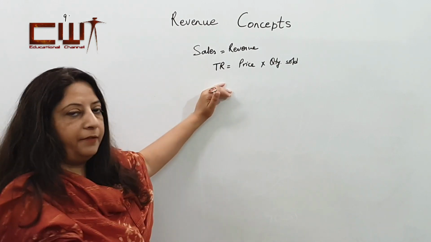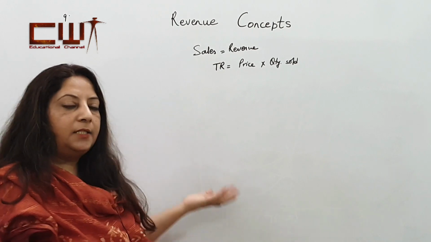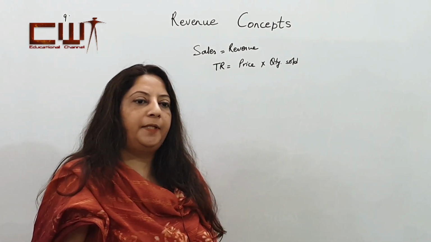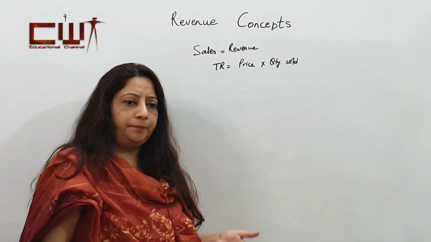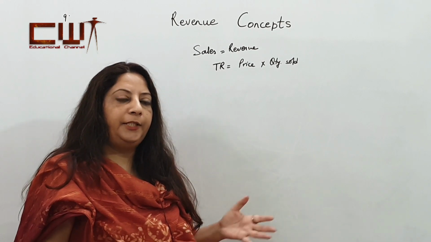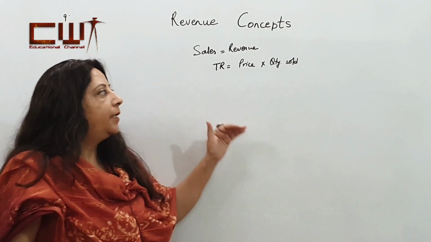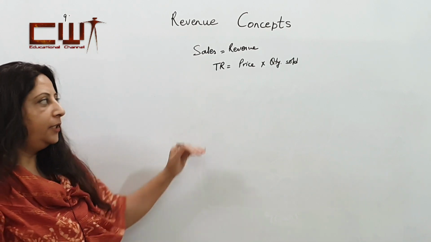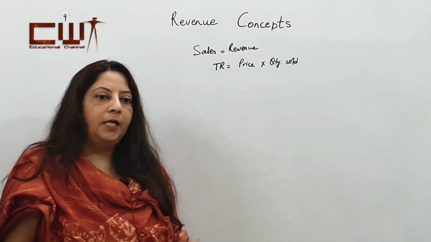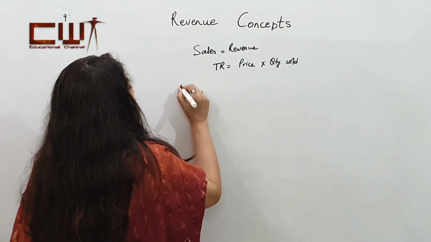Now this total revenue will behave differently under different market forms. In our session on market forms, we have understood perfect competition and imperfect competition, which comprises mainly monopoly, monopolistic competition, oligopoly, duopoly and all those market forms. I hope you have revised them, because we will require that knowledge to understand the behavior of revenue in different market forms. Now let us take the first case of perfect competition.